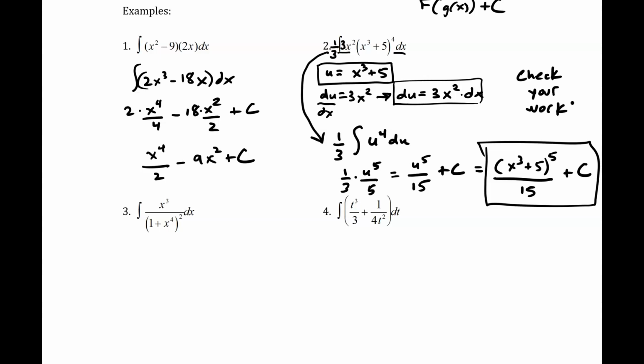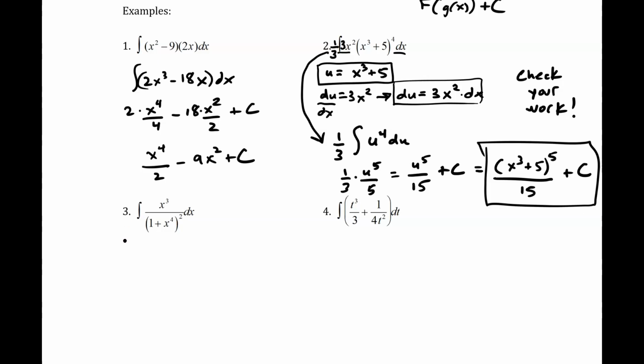And the way that you check your work in the end of these antiderivative problems is you just do the derivative. All right, let's take a look at number 3. Do you see a composite function in this problem? Do you see that 1 plus x to the 4th is inside the squaring function?